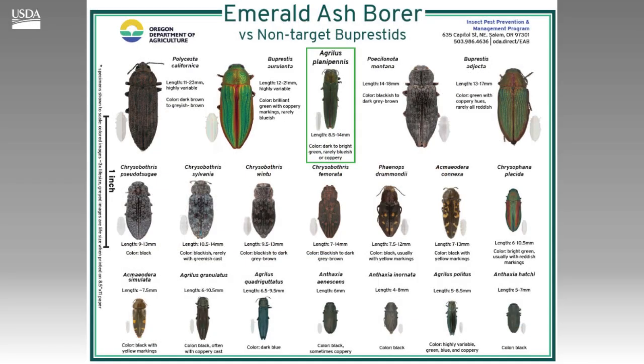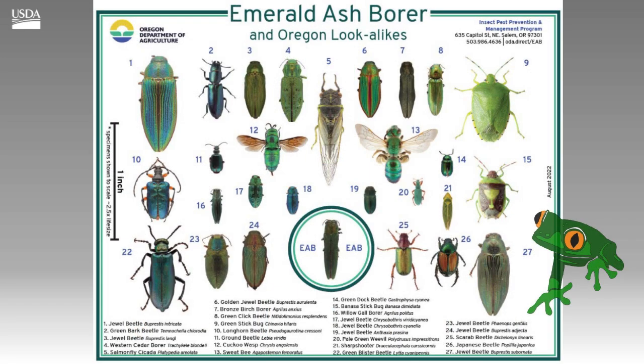Then ODA put together these excellent guides, which you can find at their website. I'm told they're generally impressed if they get reports for any agrilus. Most commonly, they get this one to the left of it, which is the golden buprestid. You can see it's a little more round shape, much more typical of other jewel beetles than the more slender EAB agrilus species. And then going by color alone tends to be extremely unreliable.